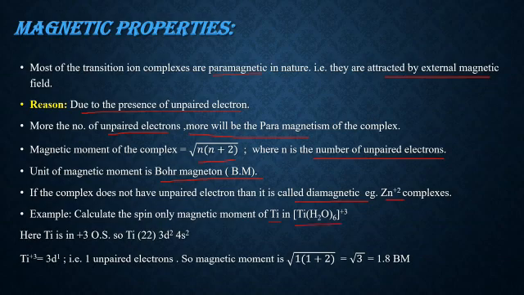Now, first of all, we find out the oxidation state of titanium. As H2O is a neutral ligand, titanium is in +3 oxidation state here. The configuration of titanium is 3d2 4s2. It is the general configuration, and in +3 oxidation state, its configuration is 3d1. That is, it has one unpaired electron. So the magnetic moment by the formula is under root 1 into 1 plus 2, that is under root 3, and it is 1.8 Bohr magneton.